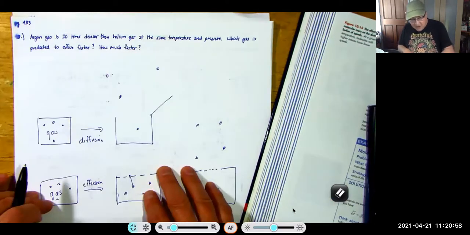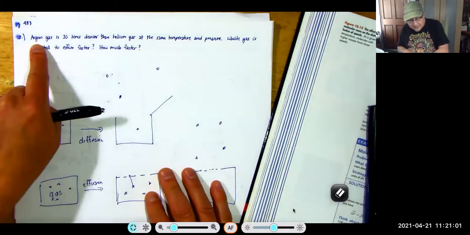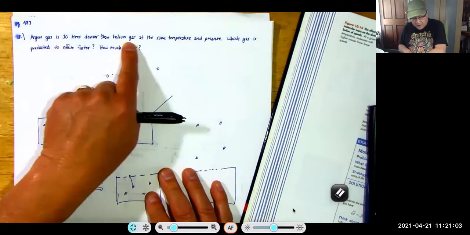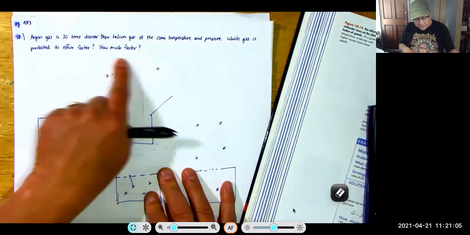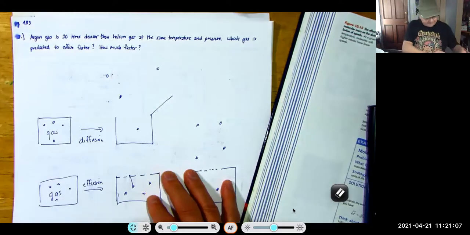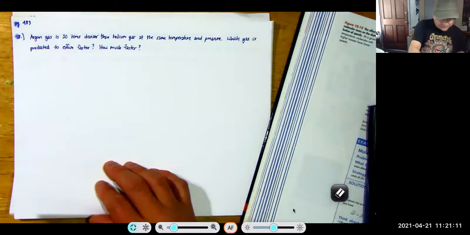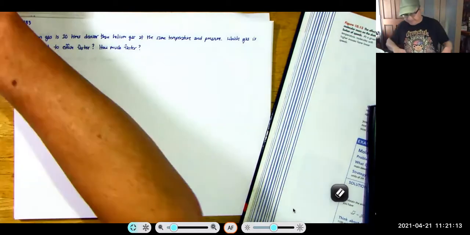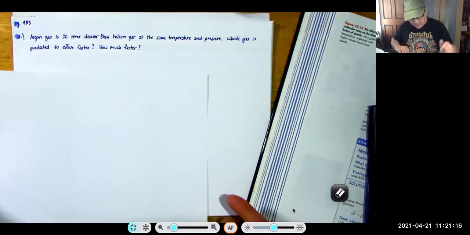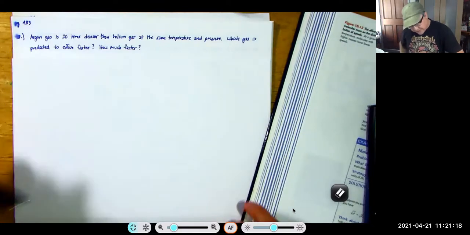Now, they say argon gas is 10 times denser than helium gas at the same temp and pressure. Which gas is predicted to effuse faster? How much faster? So here's what they use for that effusion. So we're going to do this.